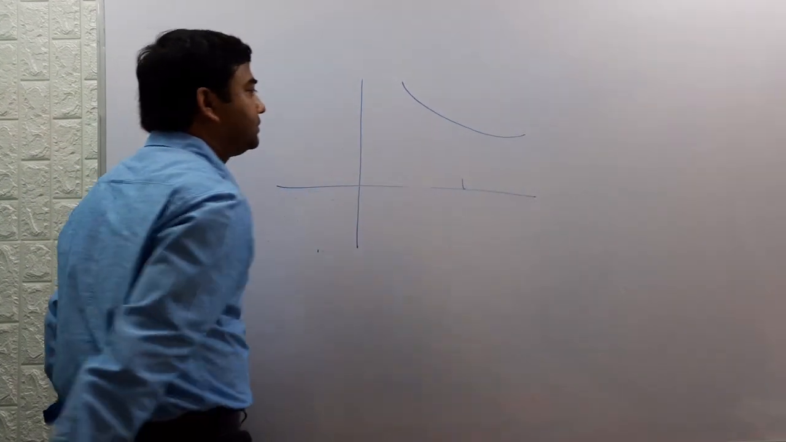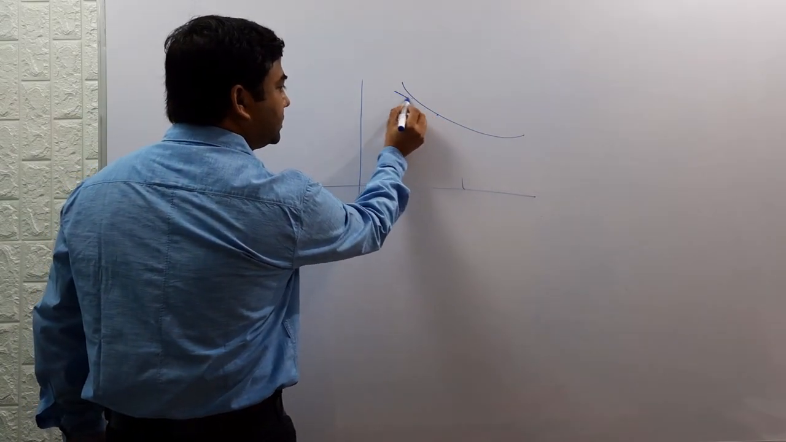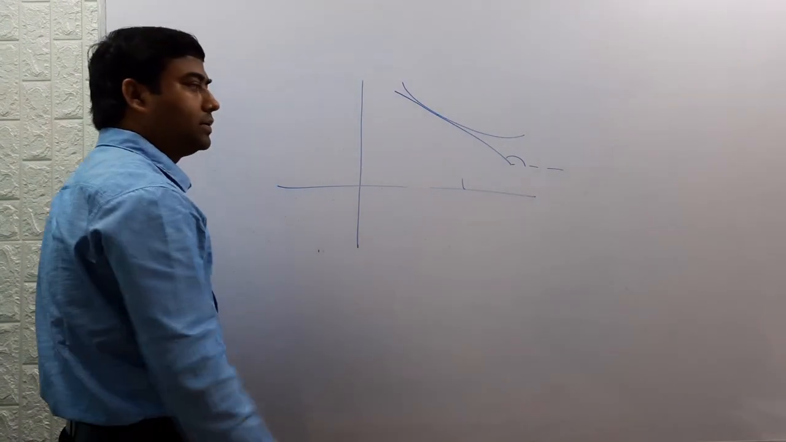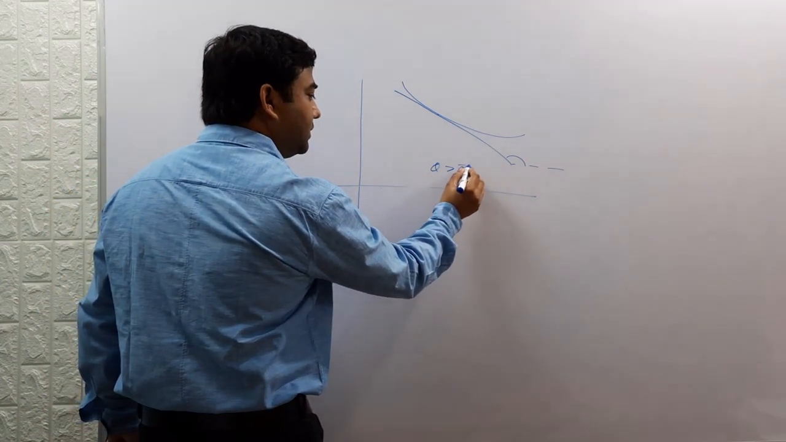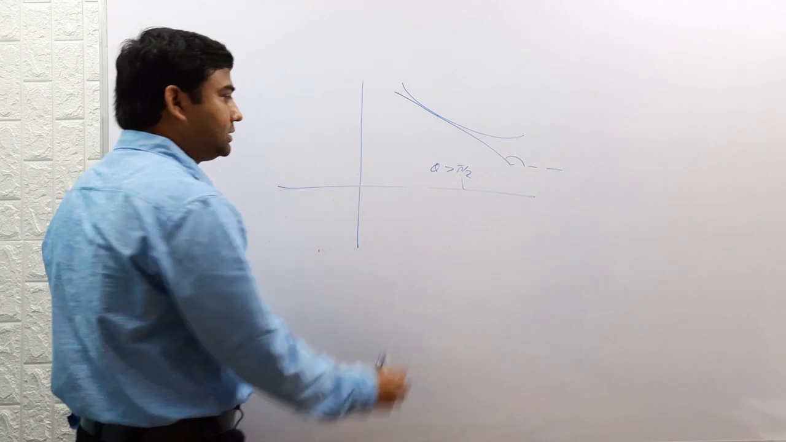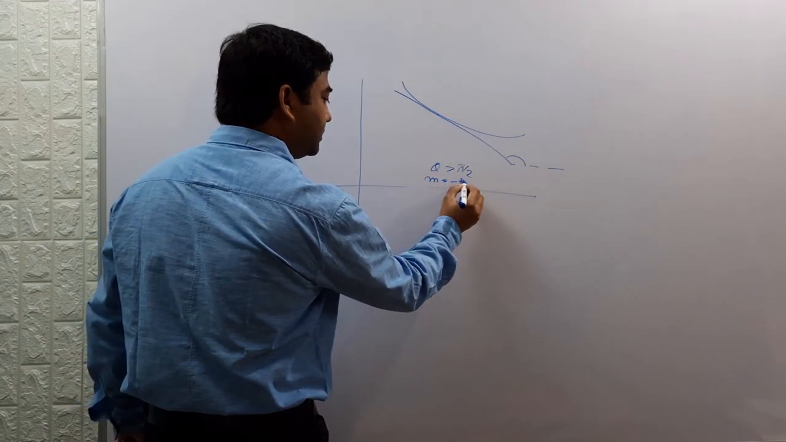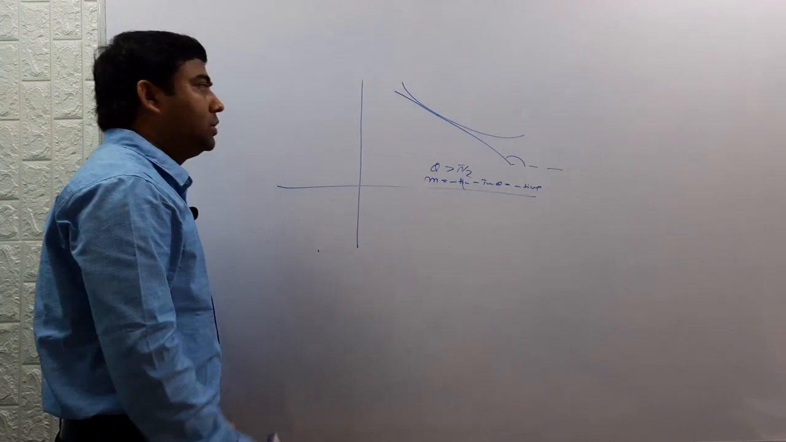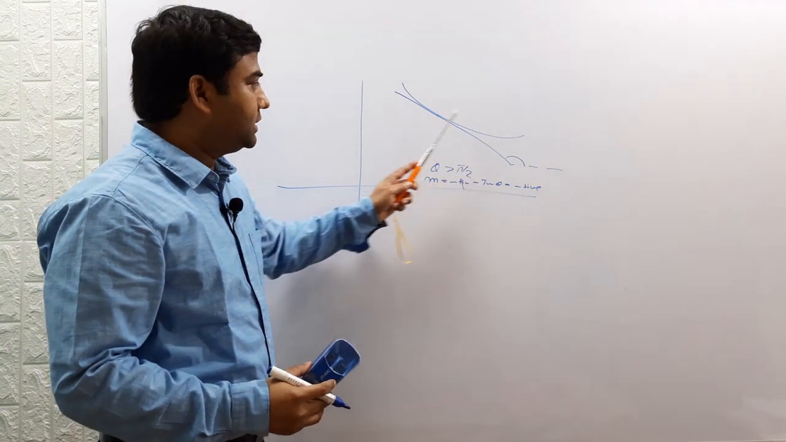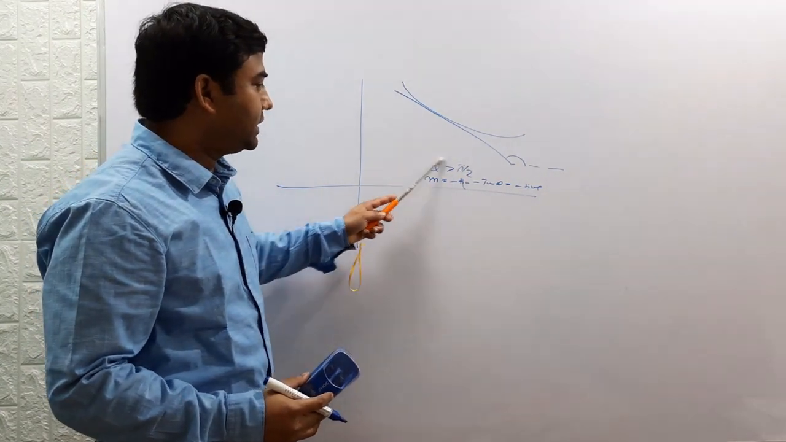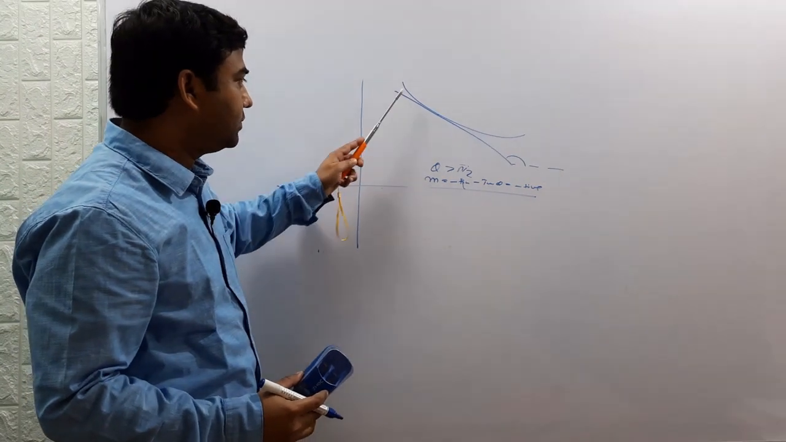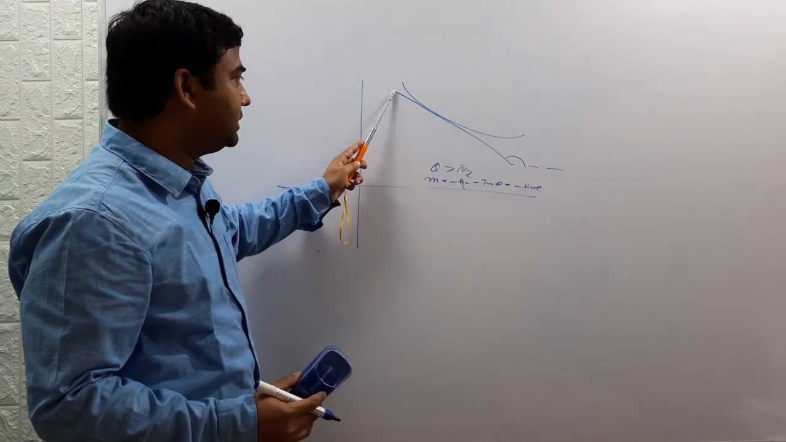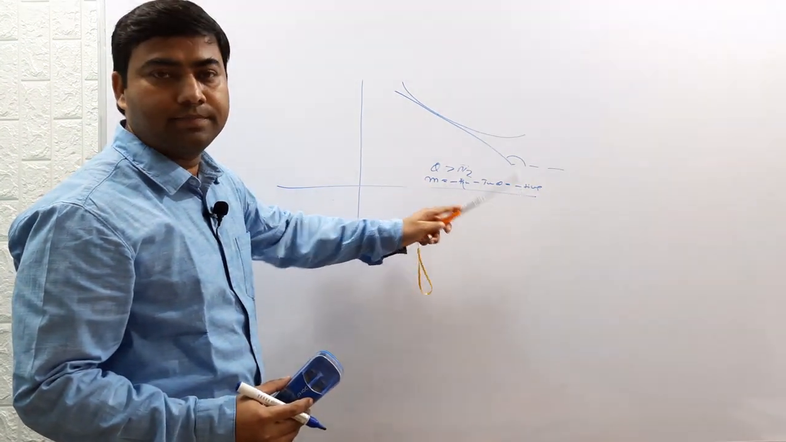For a decreasing function, at this point, draw a tangent. Now the angle of this tangent is this. Theta is greater than pi by 2. Hence, m is negative. That is, tan theta is negative. So for a decreasing function, with the value of x increasing, the value of y is decreasing. When you draw a tangent at any point, you will always find the tangent having negative gradient for a decreasing function.